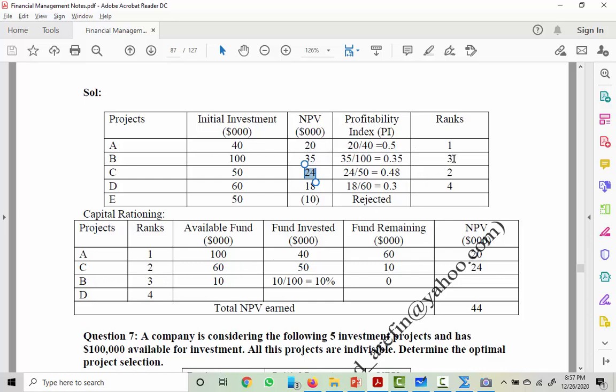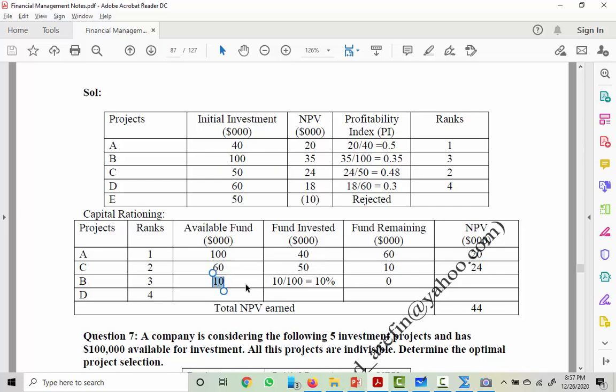Now the third rank, third best project. The third best project is project B, right? So project B is in the third rank. Now when we want to consider investing in project B, we are left with only $10,000. Available fund is $10,000, but project B needs $100,000, right? We do not have $100,000. We have only $10,000 in our hand.